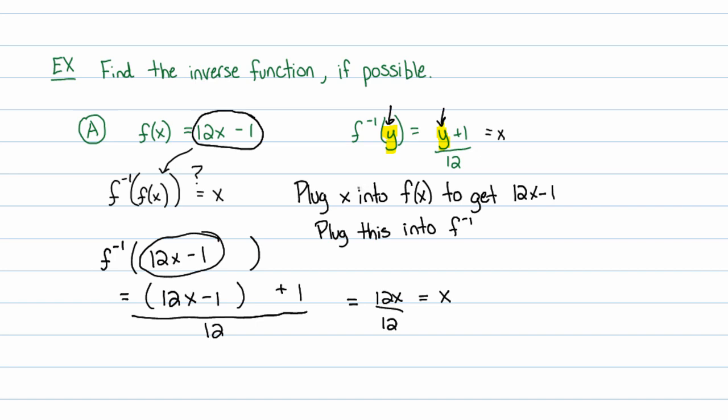So let's see what happened. I plugged x into my function. I took that output, plugged it into the inverse, and when I did that, the inverse popped me right back to x. Plug x in, get this 12x minus 1 out, plug 12x minus 1 into the inverse, I'll get x out. And that's the way it's supposed to happen. These are inverses, that's why it happens like that.